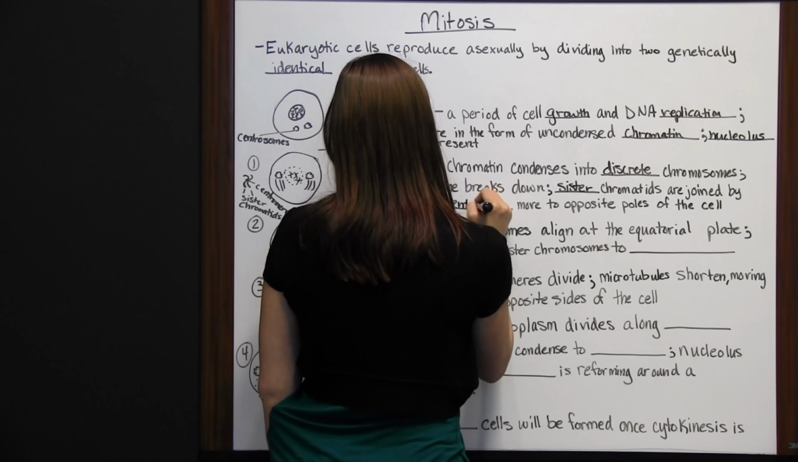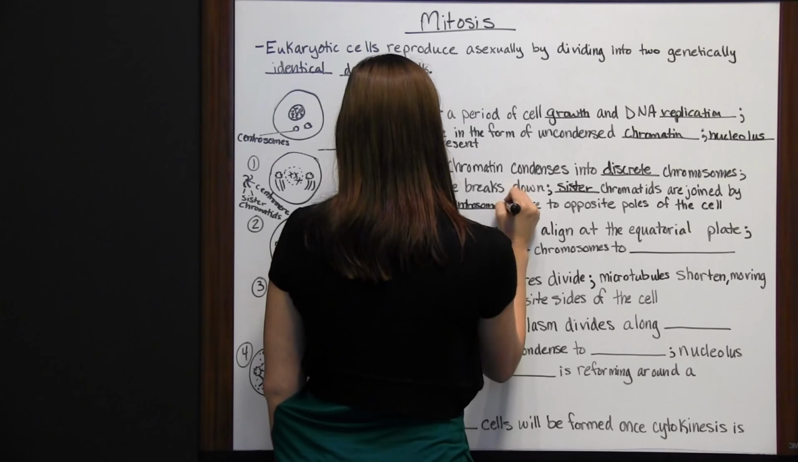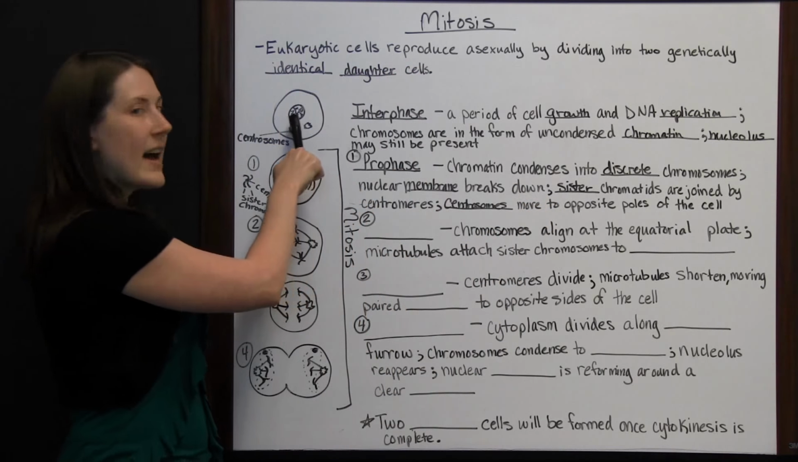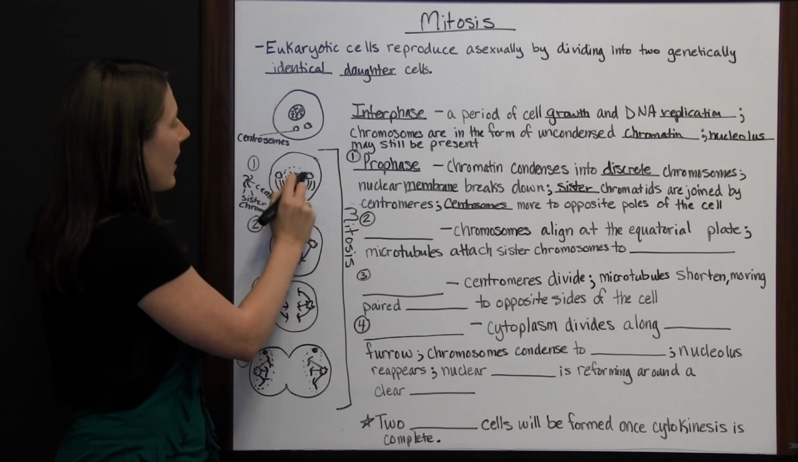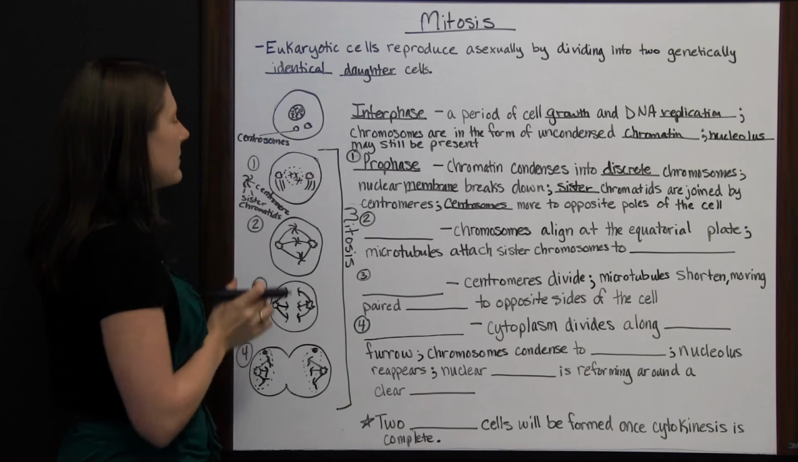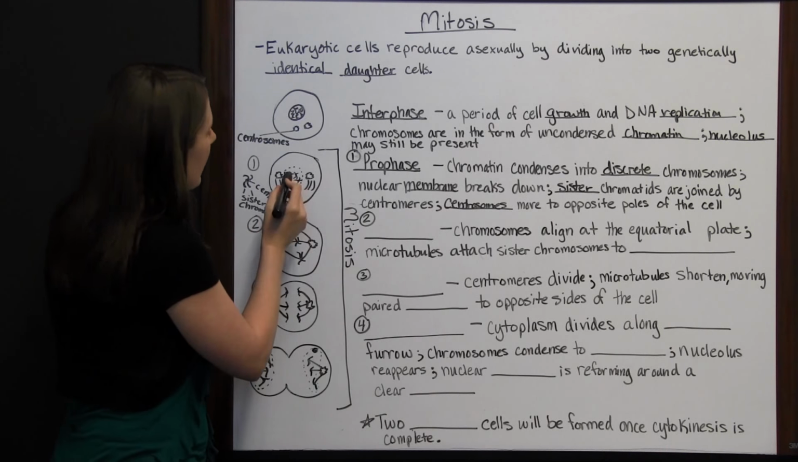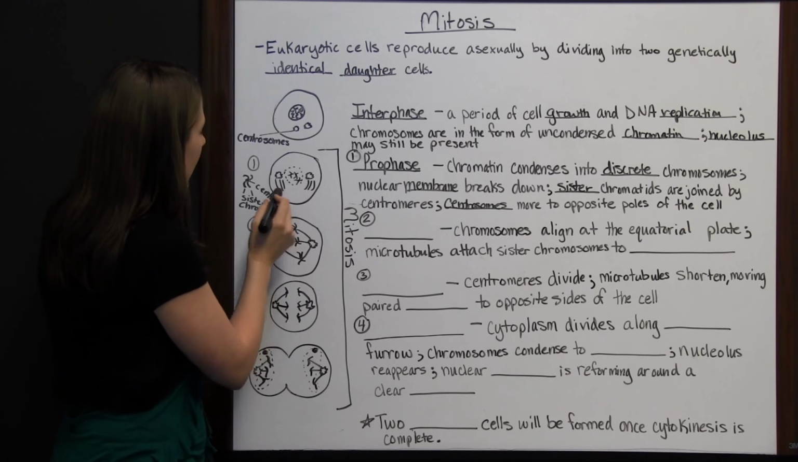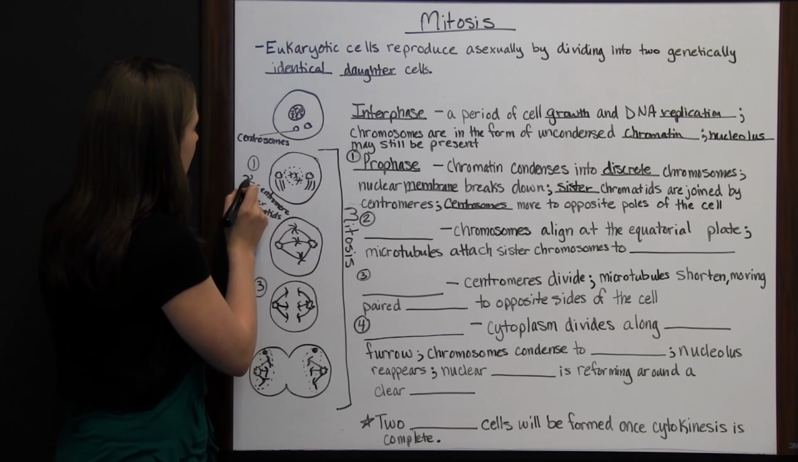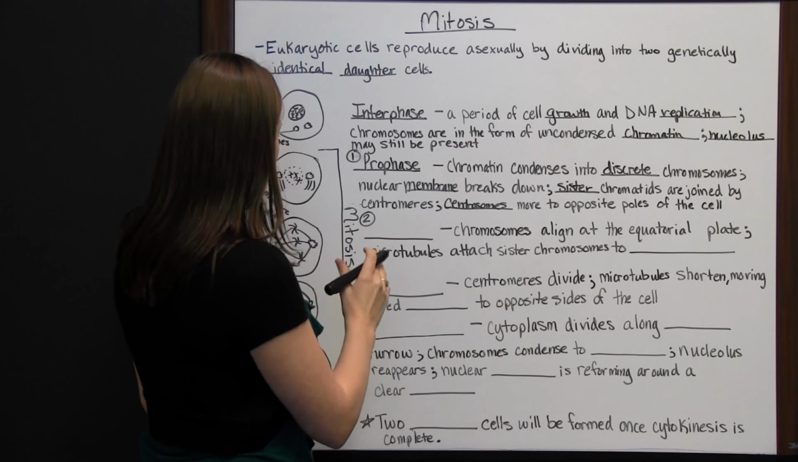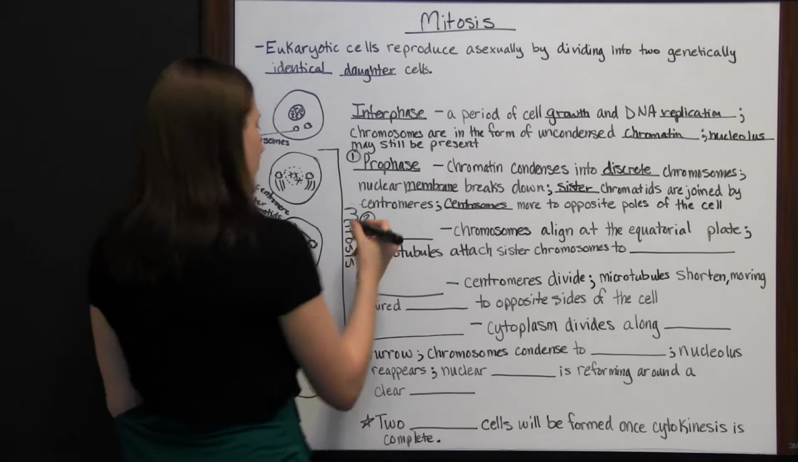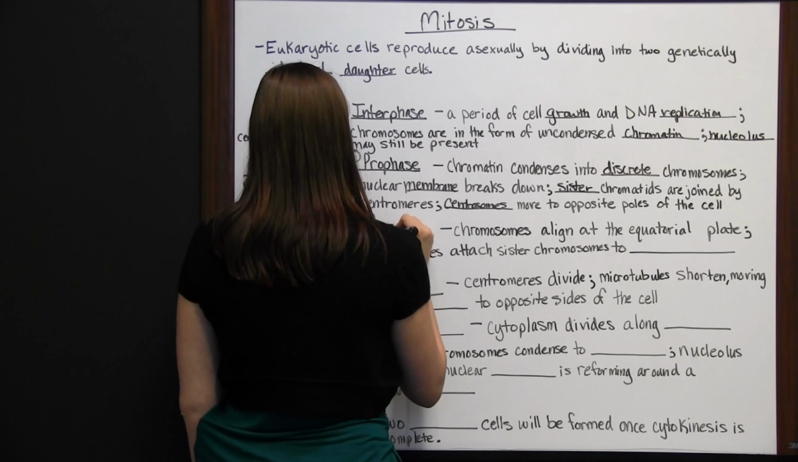The centrosomes are going to move to opposite poles of the cell. So remember we just kind of had them in the cell here. Now they've moved to opposite sides of the cell, so they're opposite each other and they're kind of equally spaced in the cell. The chromosomes have paired up to form sister chromatids connected by a centromere. And now we're ready to move on to our next phase, which is metaphase.